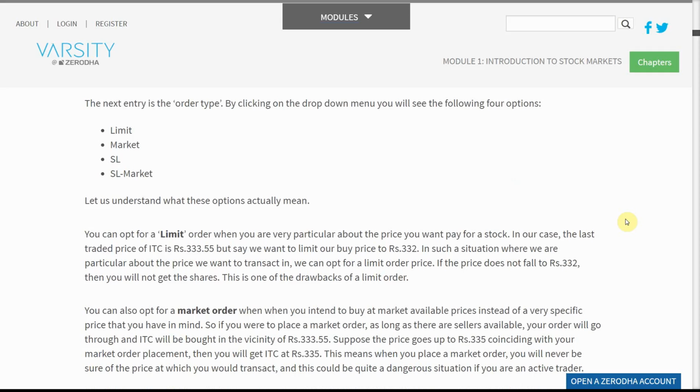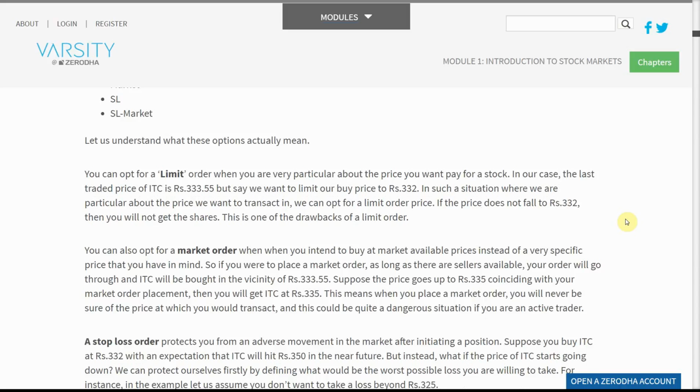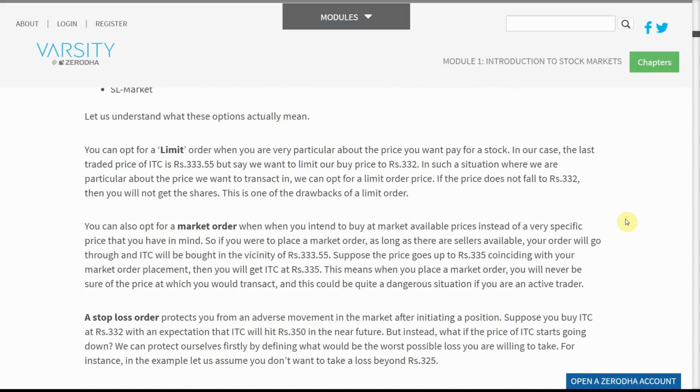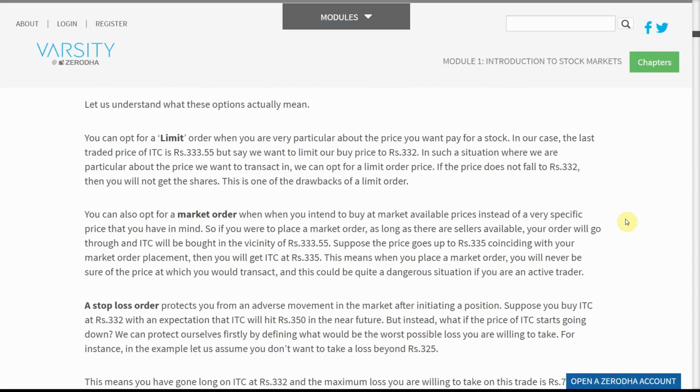You can opt for a limit order when you are very particular about the price you want to pay for a stock. In our case, the last traded price of ITC is 333 rupees and 55 paise, but say we want to limit our buy price to 332 rupees. In such a situation, we can opt for a limit order price. If the price does not fall to 332 rupees, then you will not get the shares. This is one of the drawbacks of a limit order.